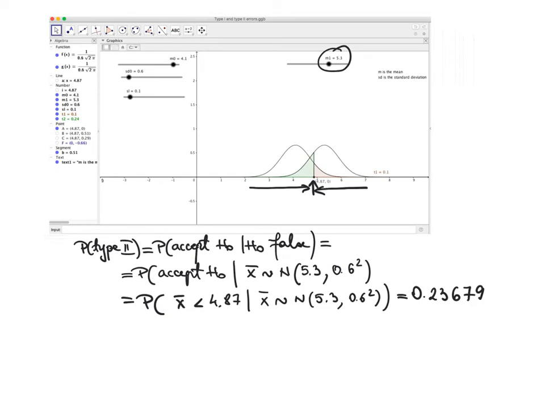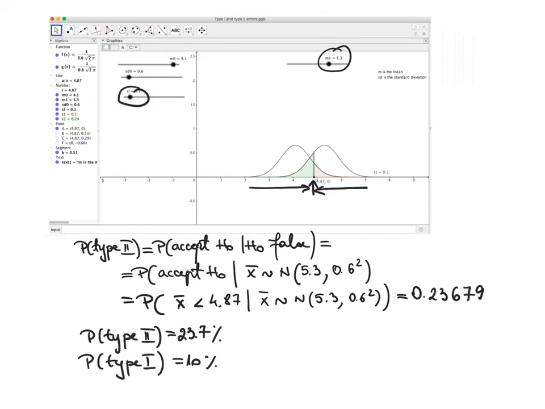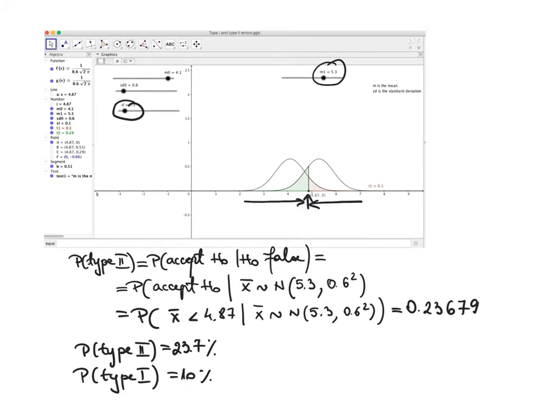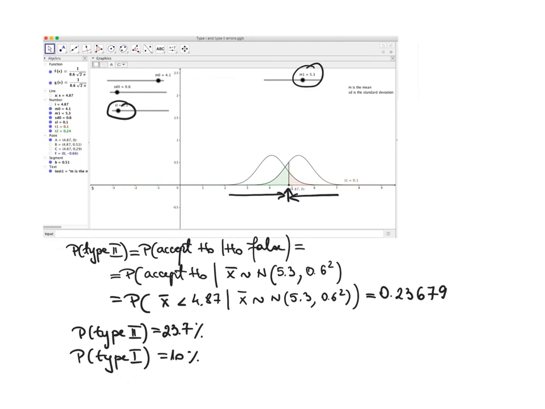Therefore, the probability of a type 2 error is 23.7% or 0.237. And remember from the first page that the probability of a type 1 error in this case was 10%. So that's how I calculate the two probabilities, type 1 and type 2, which are errors in my decision making.